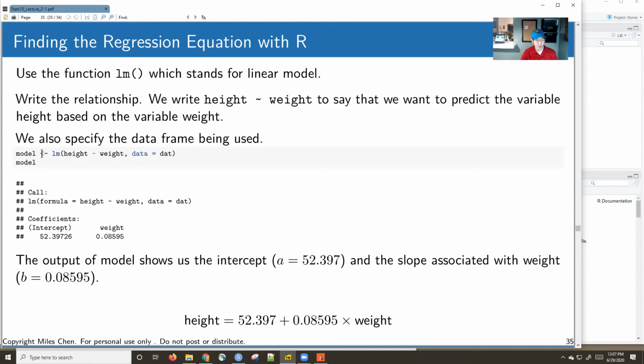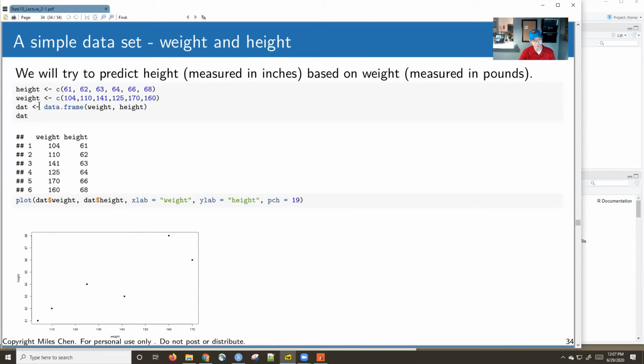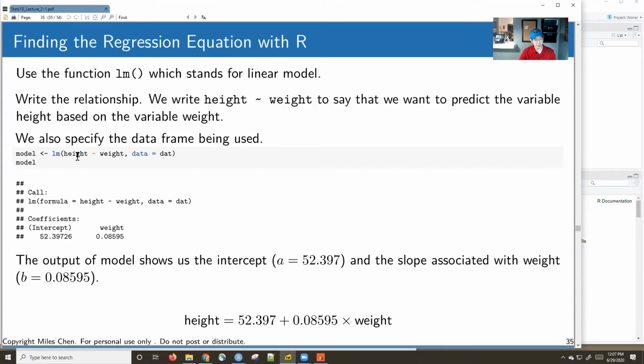So this is how we do it. Okay, so we're going to call LM with height tilde weight, and we specify the data frame, data is equal to dat. All right, so we've created the data frame right here, and then we're going to store the results of the linear model into a new object I call model. We could call it whatever we want, but here I've just decided to call it model.